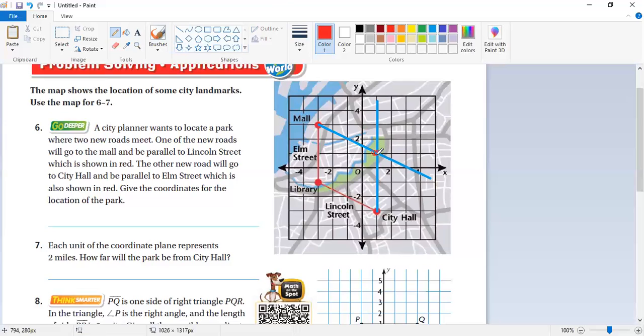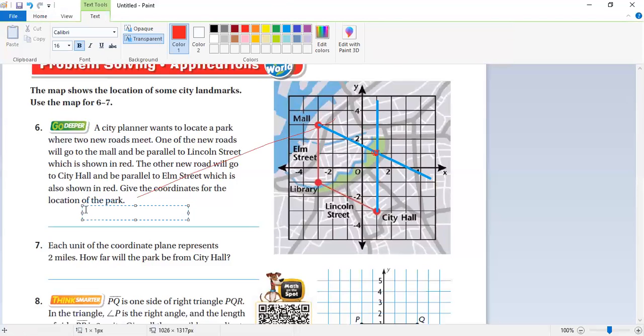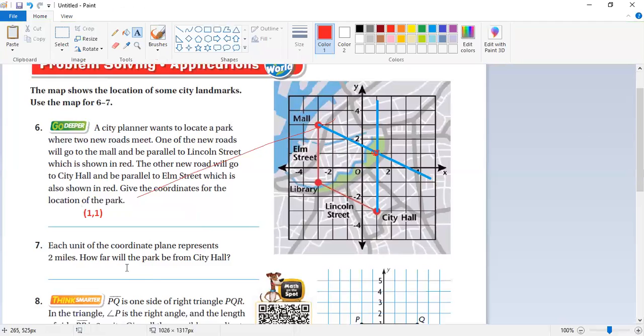So what is the coordinate of this? What do you think the coordinate for the park is going to be? Where did this red line come from? Okay, whatever. Fine. See, first find the value of x. So this, what number is this in x? It's 1. And what number is this for y? 1. So the coordinate for that is going to be 1, 1. Simple as that.